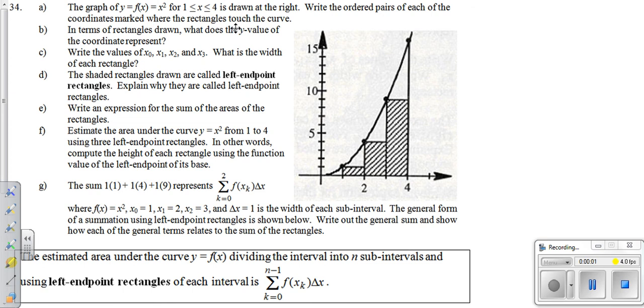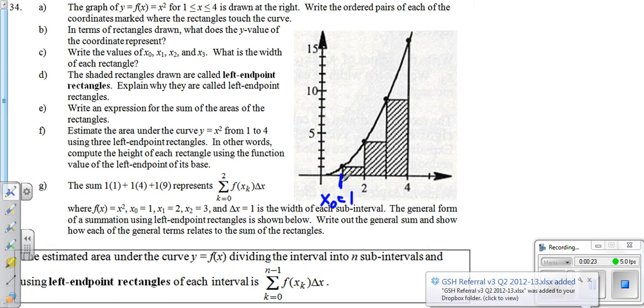Let's look at this problem here. We're going to try to find the area underneath x squared between 1 and 4. We are going to go ahead and start out with our x sub 0. Your x sub 0 always correlates to where you begin, which in this case was 1.